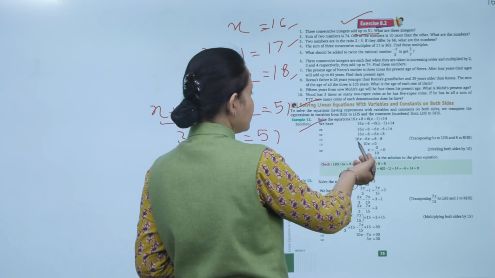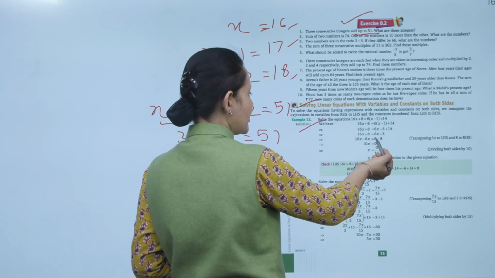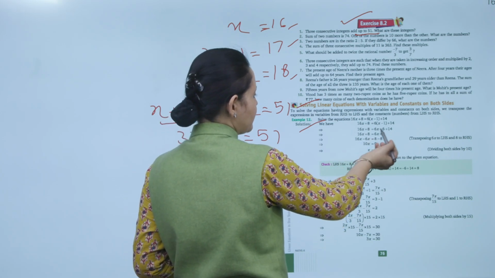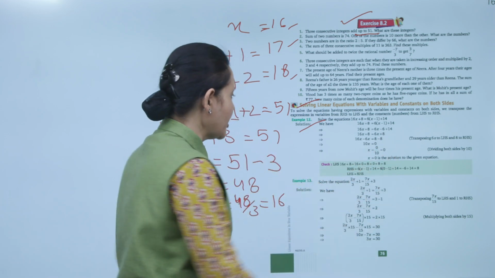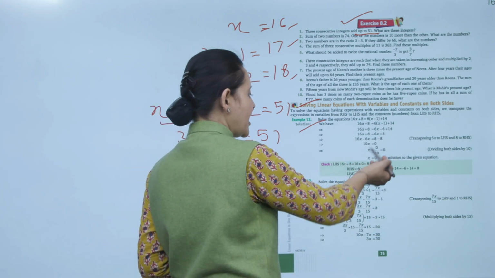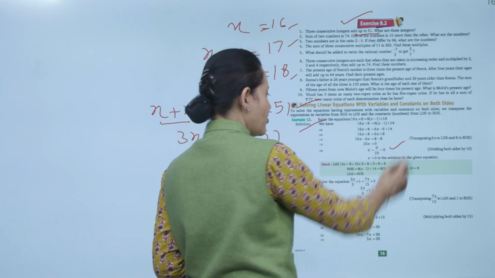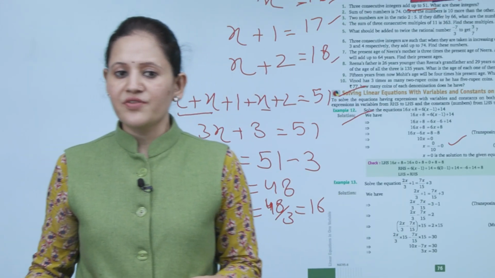So 16x minus 6x equals 14 minus 6, that is 8, so 8 minus 8. 10x equals 0, x equals 0 upon 10, that is 0. That is the solution for the given equation.